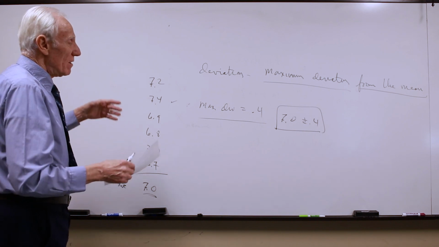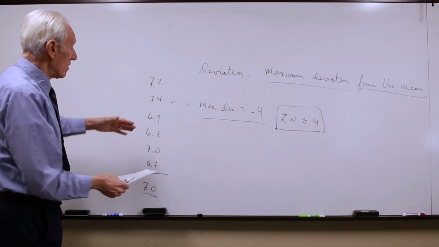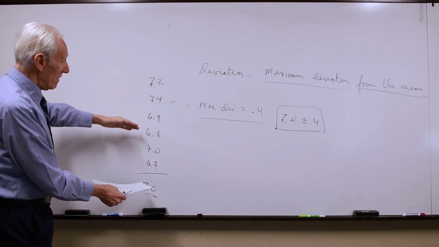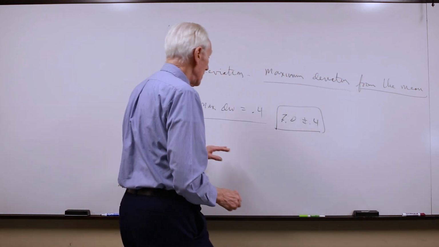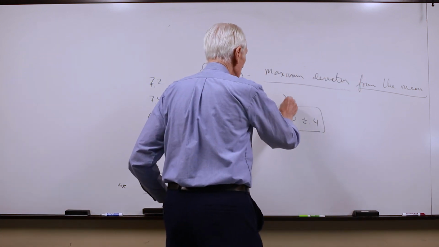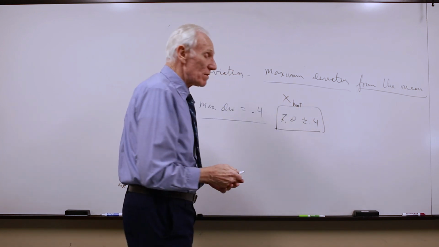You can't do much more of a sophisticated error analysis than to report the range of values that is above and below your average value. So my x best here would be 7.0, which is the average, plus or minus 0.4.